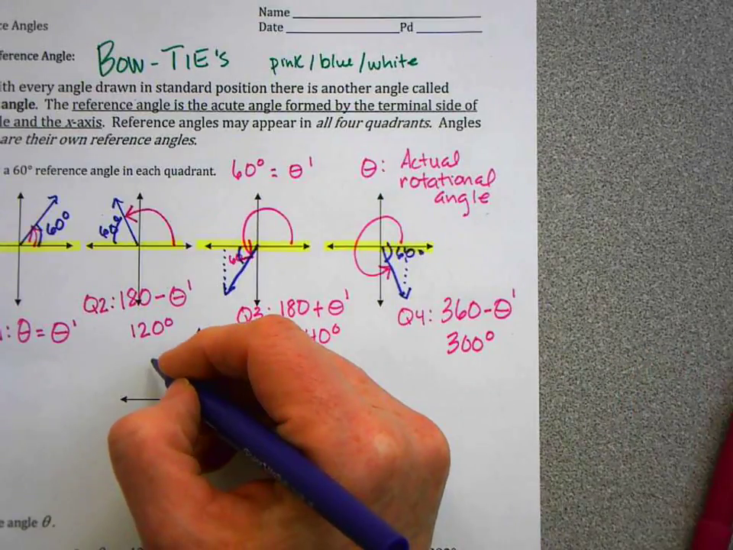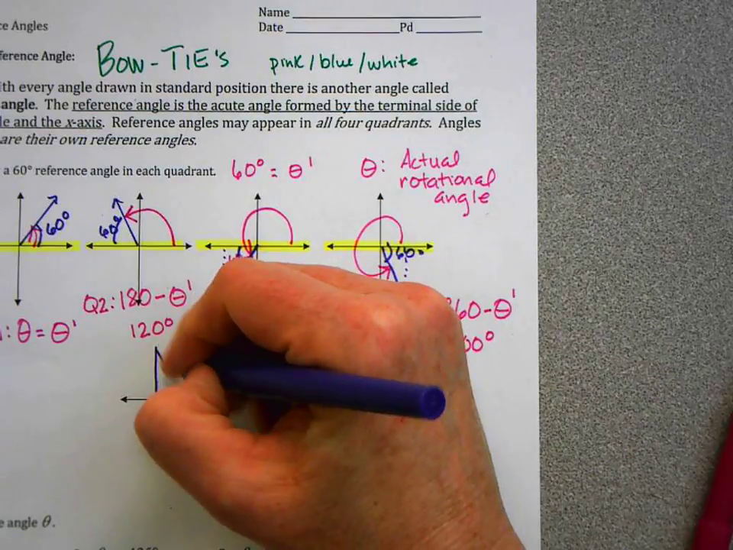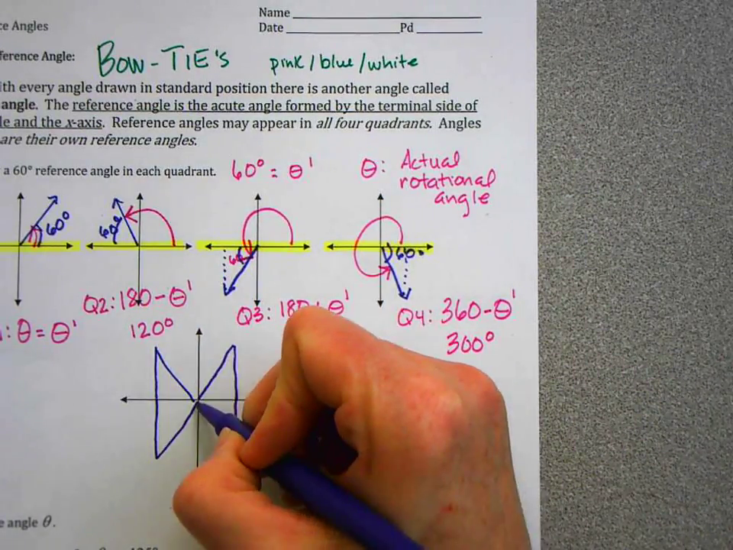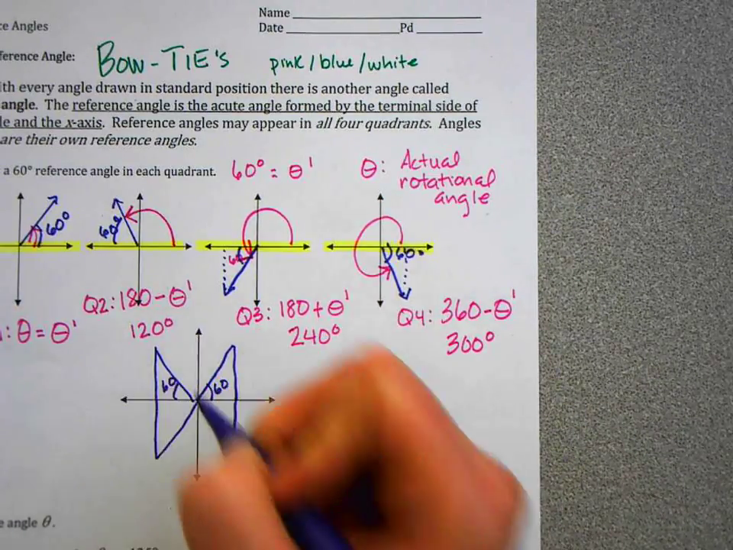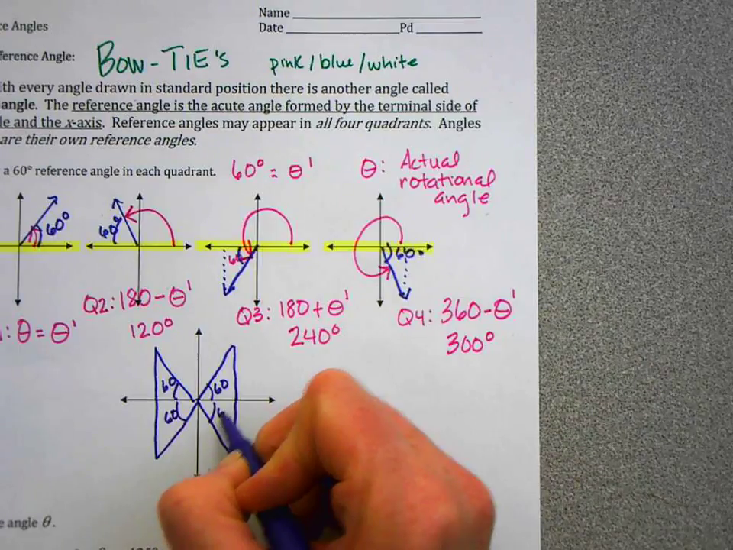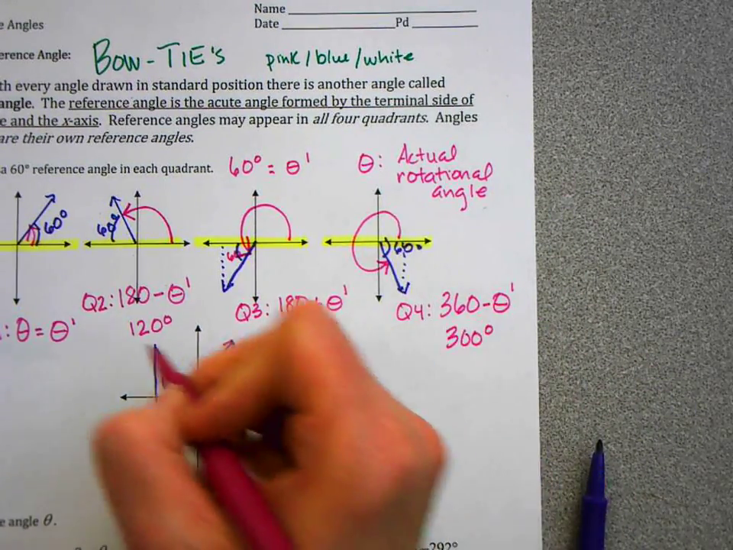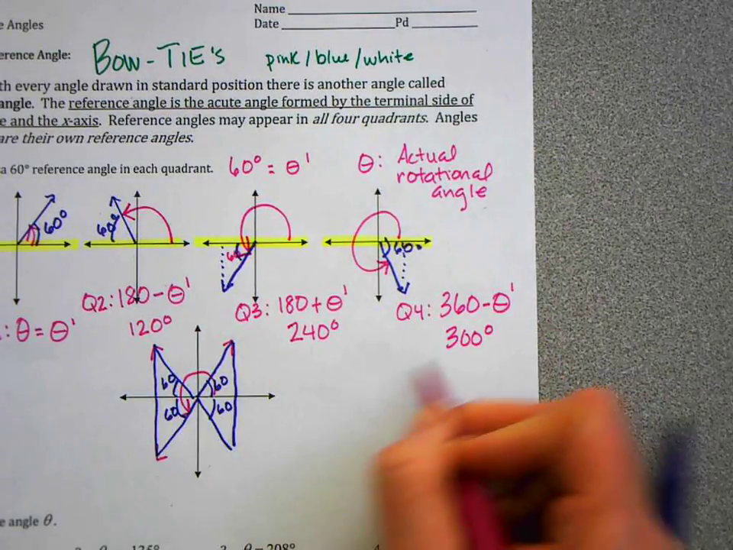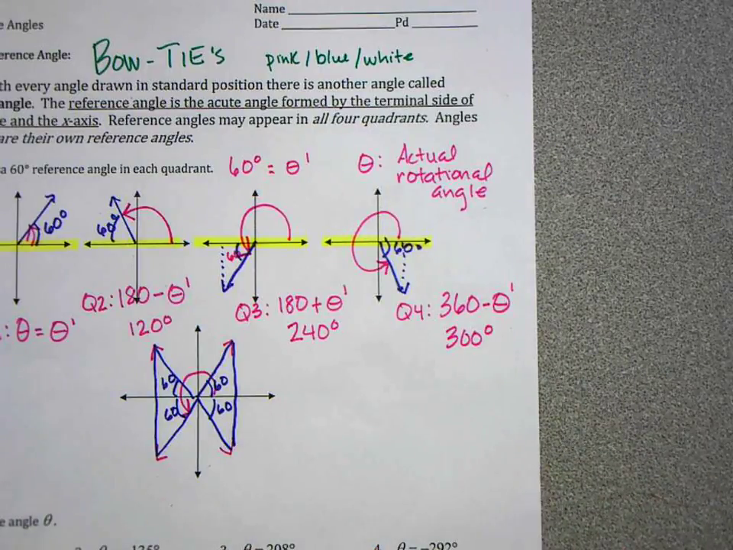And what's happening here is all of these angles are the same, right? A bow tie. And so this is 60, 60, 60. The actual measures of these angles are 60, 120, 240, and 300 is this angle. Okay, so those are reference angles.